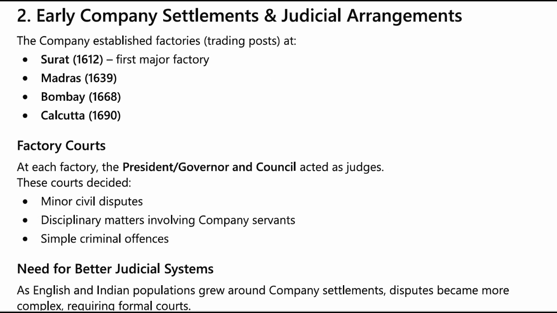The company established its factories in Surat first. This was in 1612. Madras factory came in at 1639. In 1668, Bombay factory was set up, and in 1690, Calcutta factory was set up. So all factories were set up before the end of 1700.